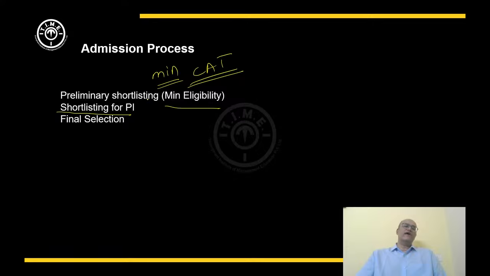Those who clear the minimum required CAT percentile will go further ahead for the shortlisting for PI phase, wherein the process of shortlisting people, of inviting people for personal interviews will begin, and a select number of students will be invited for personal interviews. And once you are invited, you will undergo your interview. As I said earlier, some IIMs will also conduct essay writing apart from interviews. Some IIMs may also have a group discussion. So different IIMs will have different approaches. But once you are done with your PI, then IIMs will start the final selection process of students.